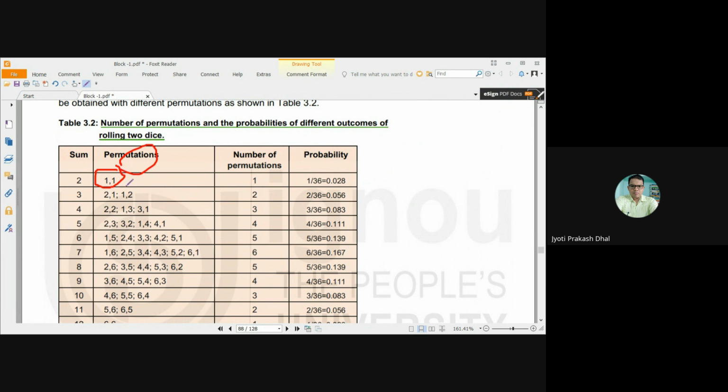So the sum of the top faces becomes 2, then the permutation will be 1 1. Similarly, if the sum is 3, the permutations will be 2 1 or 1 2. That means if you add all the possibilities, that will become 2, and the number of permutations is given here.